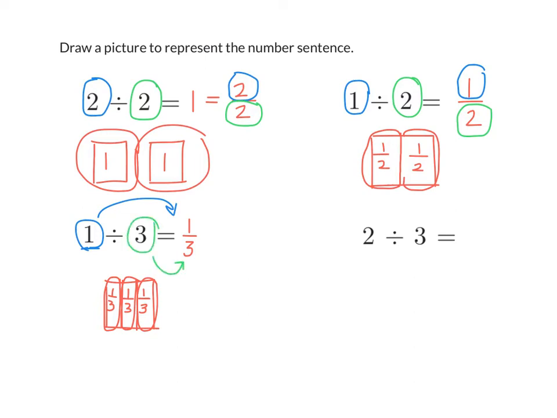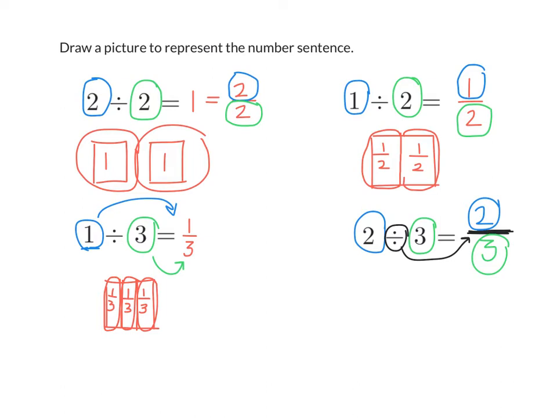So are you guys seeing how your whole always becomes the numerator and the divisor always becomes the denominator? So without drawing a picture, what is the whole in our new problem? 2. So what's going to be the numerator? 2. What's our denominator going to be? 3. So 2 divided by 3, another way to write that is 2/3. We can think of this fraction bar, the middle line, as the division sign. So we can read it as 2 divided by 3. Do you guys see that?